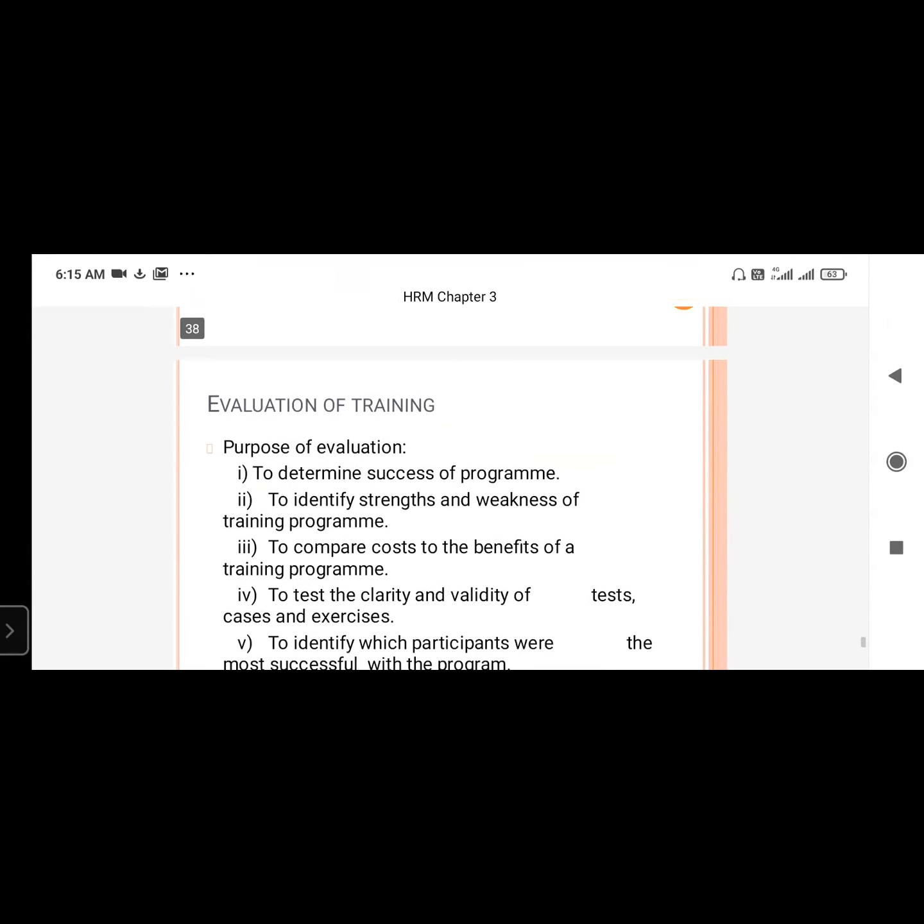Now the next one is evaluation of training. Why do we need evaluation of training? What is the purpose of evaluation? Why is training being evaluated? That we will be discussing. First one, to determine the success of the program.